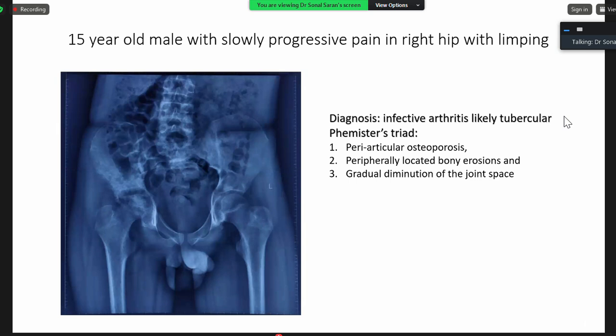And the Phemister triad includes three things: periarticular osteoporosis, peripherally located bony erosions, and gradual diminution of the joint space. So all these factors suggest infective arthritis because of TB.